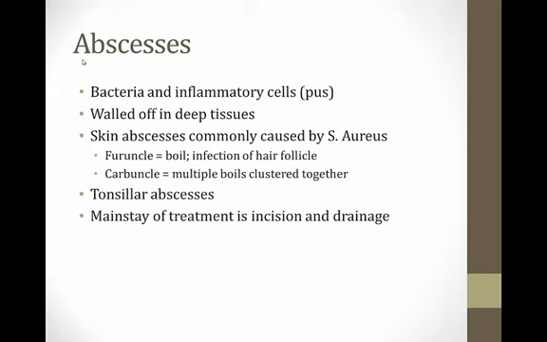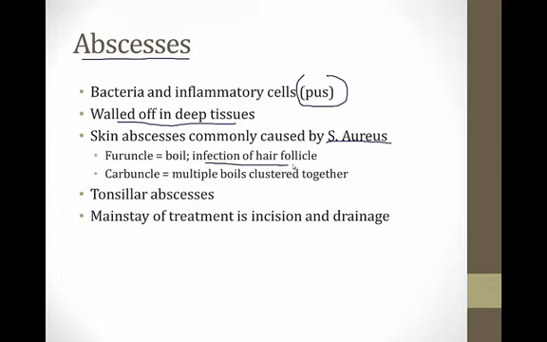Staph aureus can cause certain types of abscesses. So abscesses are infections that are walled off in deep tissues. They're filled with bacteria and inflammatory cells, which most people just call pus. And skin abscesses, you should know, are commonly caused by staph. And this should make sense to you because we've talked about how staph is present in the nose and often gets on the skin to cause infection. Skin abscesses go by a couple of names you should know. A furuncle is a boil.